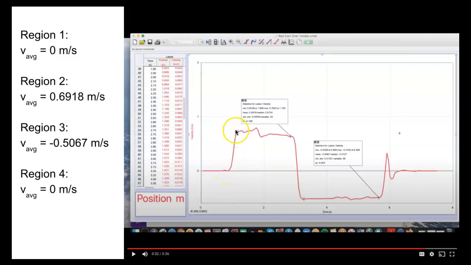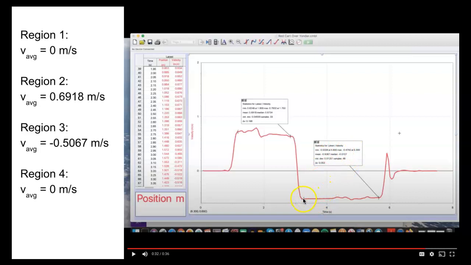Then the velocity very suddenly becomes this value of about 0.7 meters per second. And according to the computer, the average value of the velocity in here is 0.6918 meters per second, which is what we had calculated the slope was on the position graph. So pretty close, almost the exact same value. That is the velocity during this time, and if you look at this graph, it's pretty constant with this little blip in the middle.